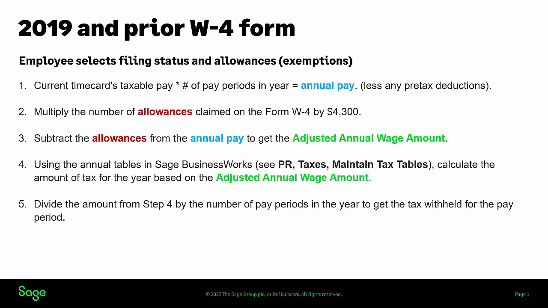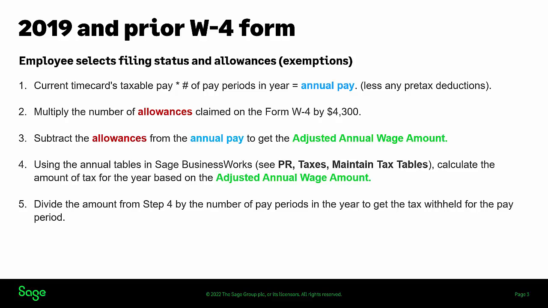Here's the formula. It takes the current time card's taxable pay times the number of pay periods in the year to get the annual pay. If the employee is paid weekly, the number of pay periods would be 52. Biweekly, 26 pay periods in the year. Semi-monthly, 24 pay periods in the year, and so on. Now we need to subtract any pre-tax deductions. So if the employee has, for example, a 401k that is pre-tax, we need to subtract that from the annual pay to get the taxable pay.